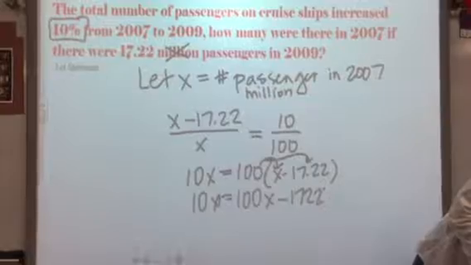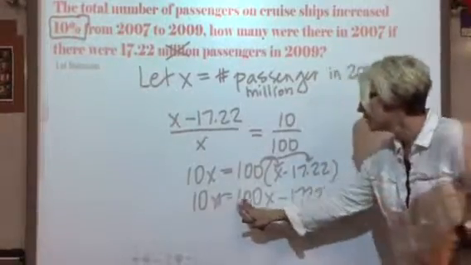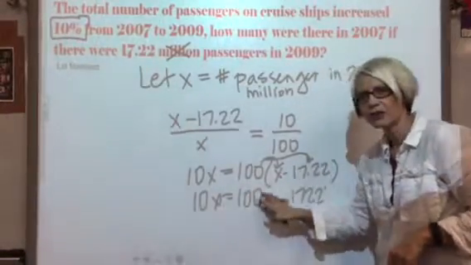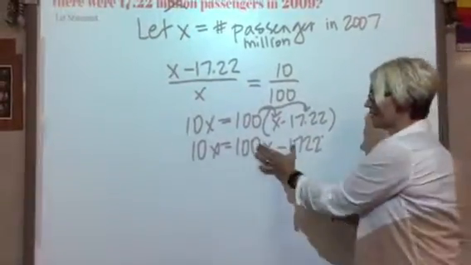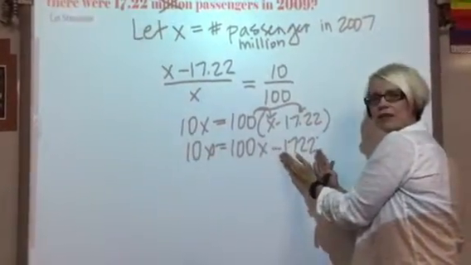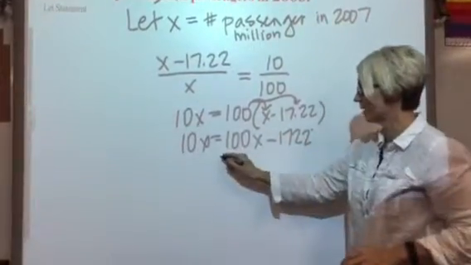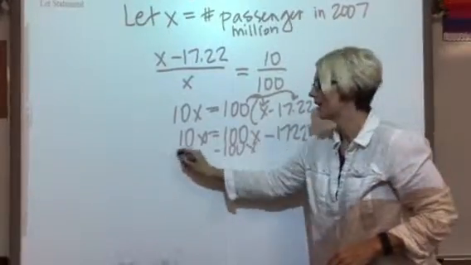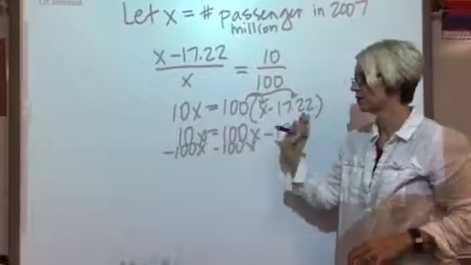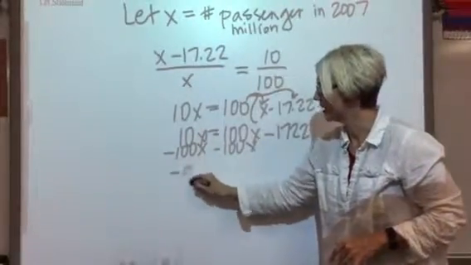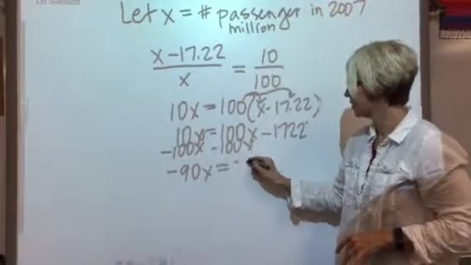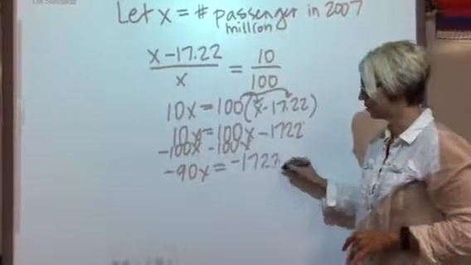Now I'm going to have to balance. I want to get all my x's together. Right now I have x's on this side, x's on this side, and a number on this side. I want to get all my x's together, so I'm going to subtract 100x. And I know we're going to work with the negative here, but we just have to deal with it. 10x minus 100x is negative 90x equals negative 1,722.